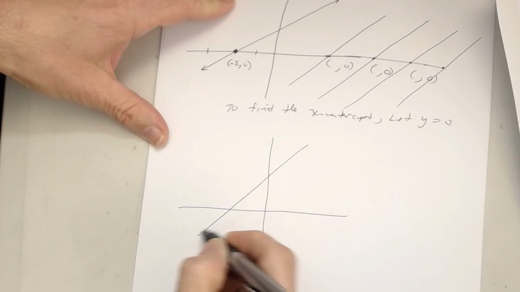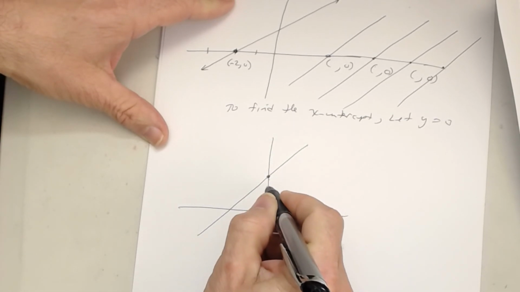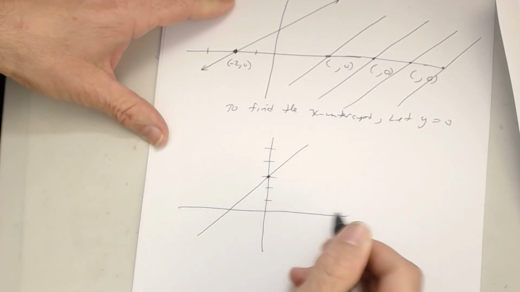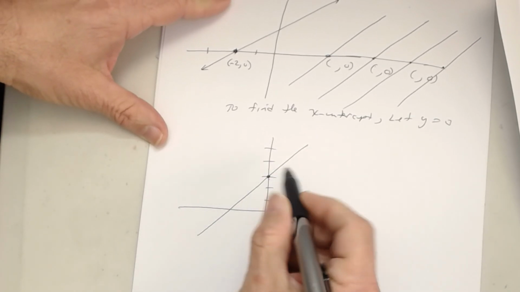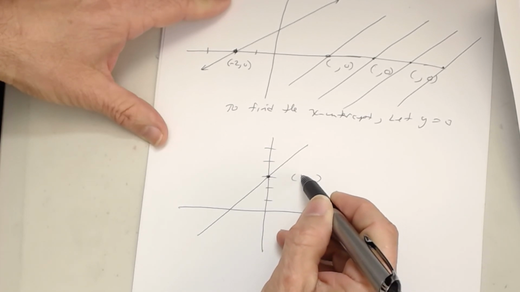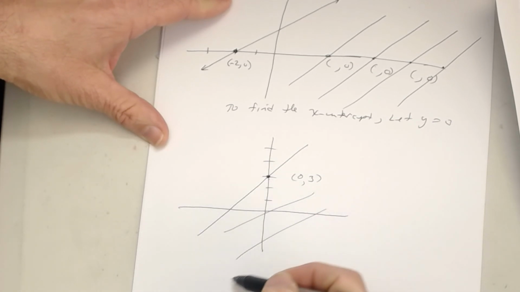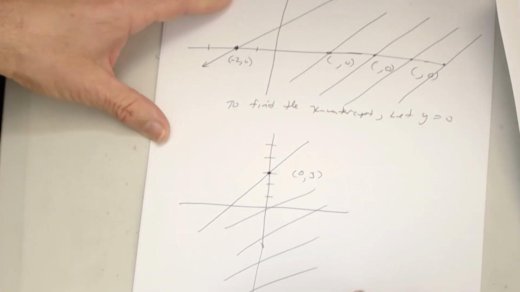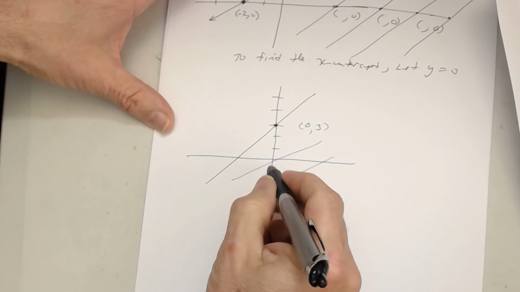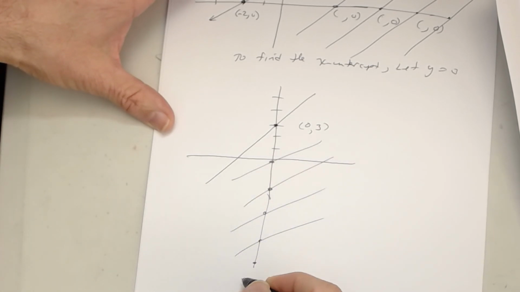Let's talk about the y-intercept right here. Let's say this is 1, this is 2, and this is 3, and so on. If I ask you to tell me the coordinates of this point here, what are you going to say? 0, 3. And in fact, no matter where I am on this y-axis, what is the x-coordinate always?